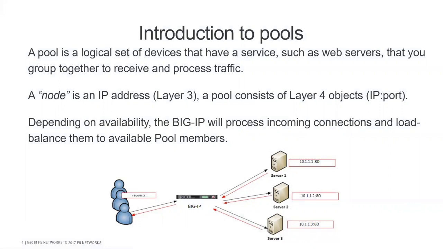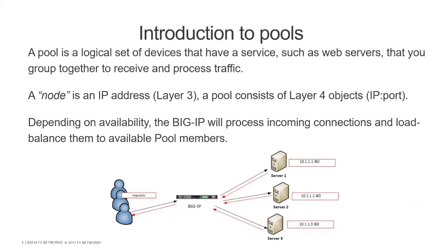So we'll start by looking at the picture below. We have on the left side the clients. They're sending requests to the BIG-IP. The BIG-IP in this scenario has 3 servers which are going to load balance the traffic. If you notice, they have port 80 in this specific scenario.